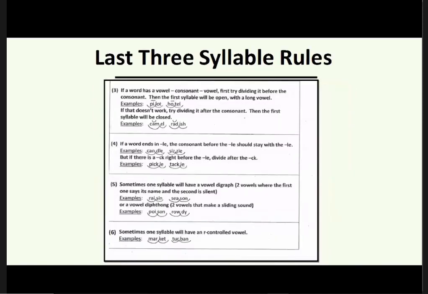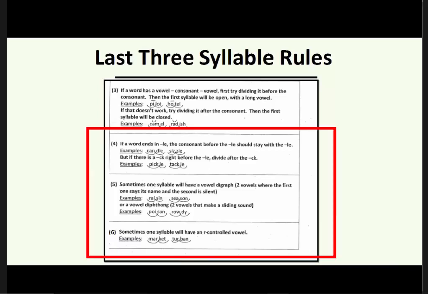For the 4th, 5th, and 6th rules of syllable division, again, the adaptation and sequence of activities would be the same as for the previous rule.